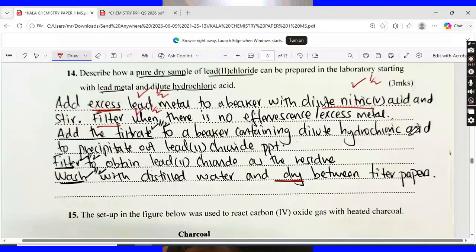That is very true. Now the chloride will combine with the lead in the nitrate, forming a precipitate, which is lead 2 chloride, a white precipitate. Now you need to filter the white precipitate. You get the filtrate and the residue, and our residue is what we want. Then you need to wash the residue and dry it between filter papers, and you have prepared the salt.